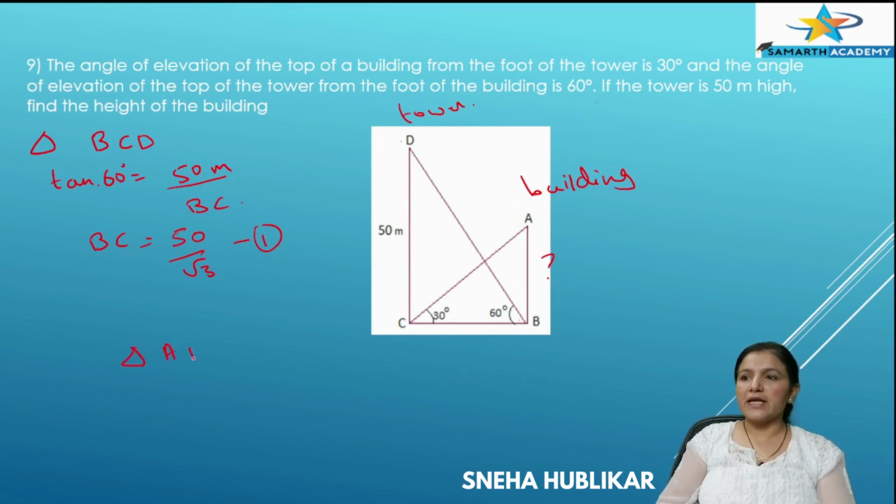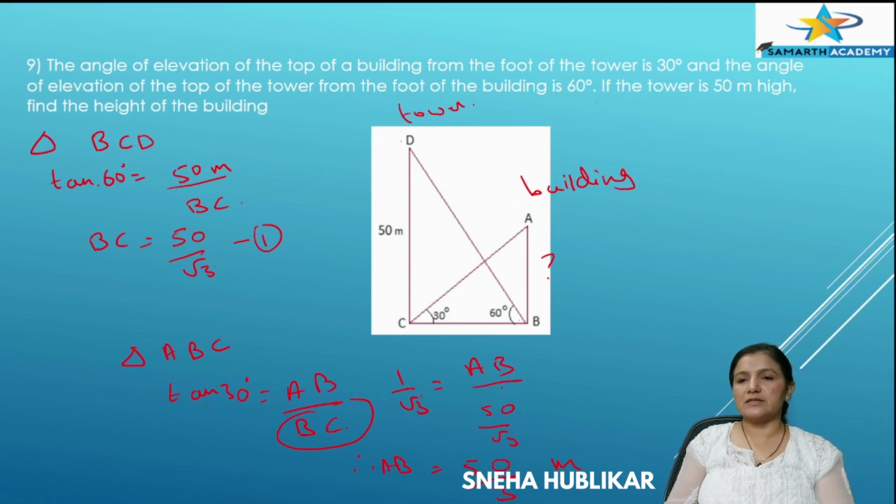In triangle ABC, tan 30 degrees is equal to AB by BC. What is BC? Okay, first let us write what is tan 30. 1 by root 3 is equal to AB by BC, we found as 50 by root 3. So therefore, AB is equal to 1 by root 3 into 50 by root 3, that is 50 by 3 meters. This is the height of the building.